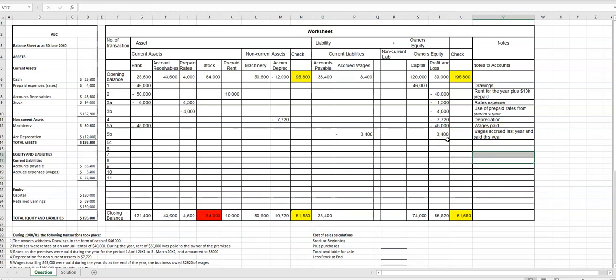Now we need to look at the accrual that we create this year. So that means we're going to increase our liability for 2,620, and also because that's an expense, we need to subtract that from our profit. And our notation is going to be something like accrued wages incurred but not yet paid.